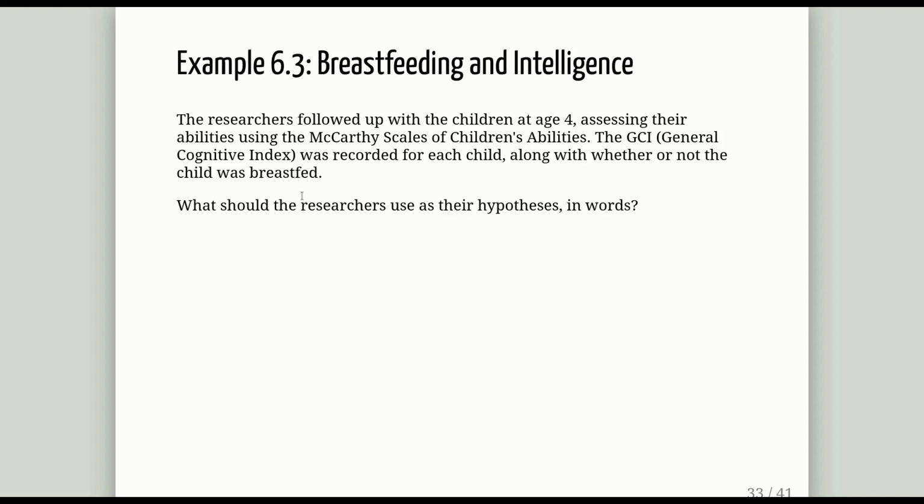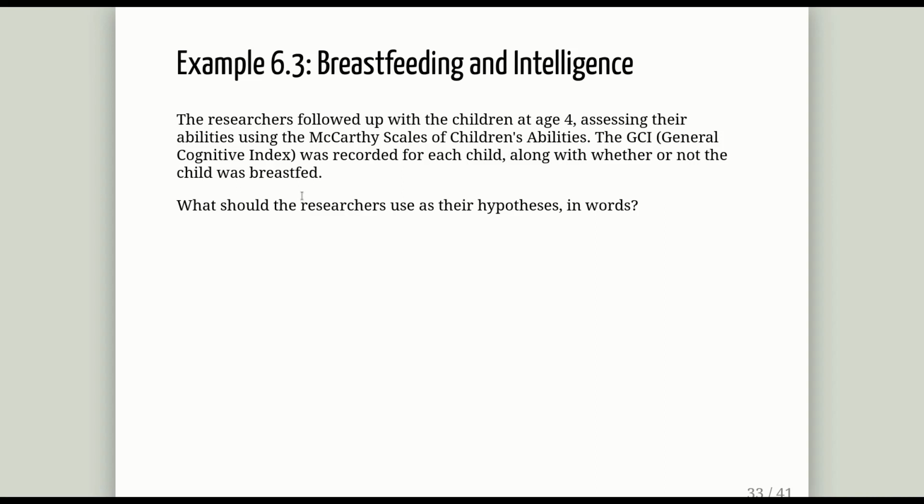All right, so the researchers followed up with the children at age 4 because it's very hard to give an infant an intelligence test. They're nonverbal, they're squirmy, they don't have any attention span. It's better to wait. So they recorded their score on the General Cognitive Index, which is part of the McCarthy Scales of Children's Abilities, and then also recorded whether or not the child was breastfed. And presumably there were some criteria in terms of the length of time the child was breastfed. Don't know.